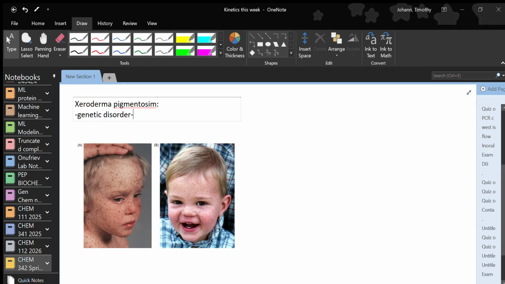And it's autosomal recessive. You see this in 1 in 100,000 individuals. Okay, it shortens lifespan by about 30 years. What we see here in terms of all these freckles, that's all skin cancer, this stuff, yeah.